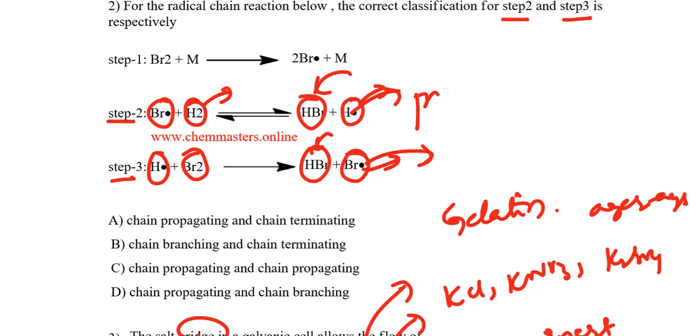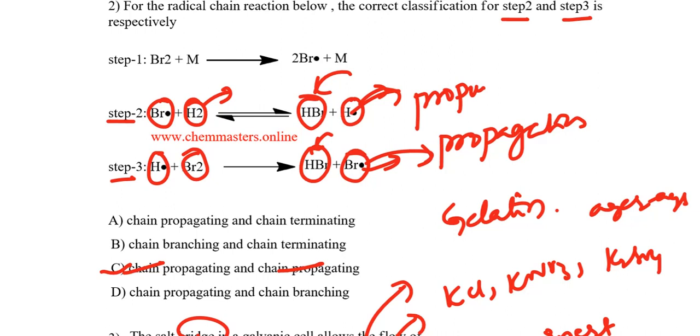Okay, so that's why we can simply say that these two steps are called propagation steps. Chain propagating and chain propagating in step 2 and step 3. So option C is the correct answer.